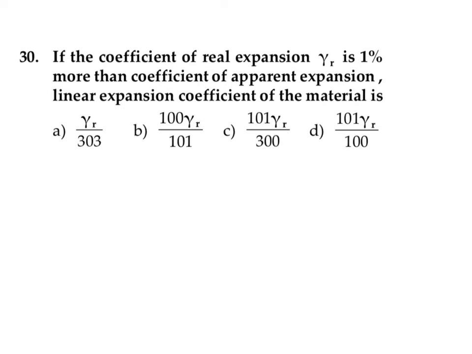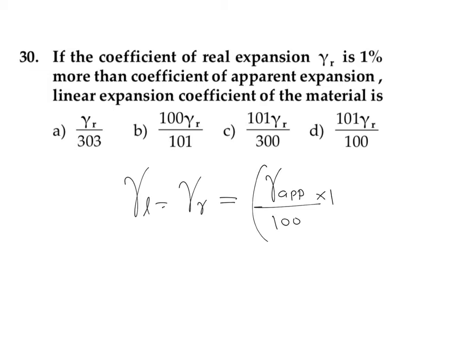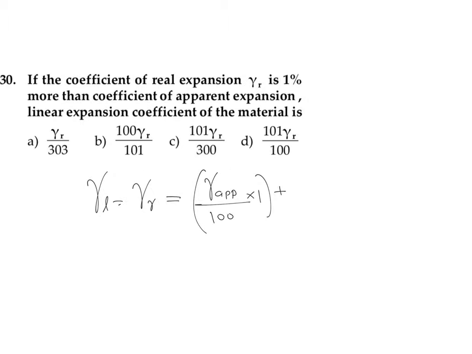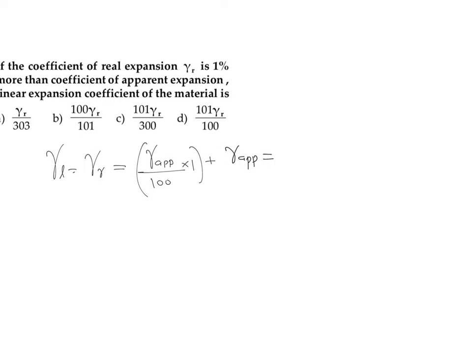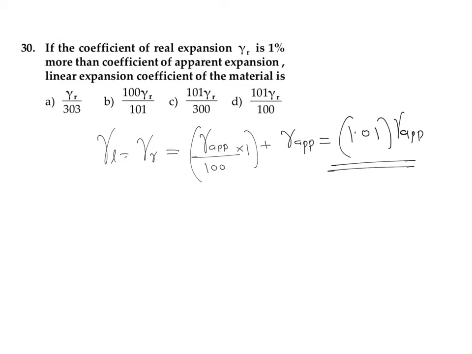In this question, it is given that the coefficient of real expansion is gamma r, that means the gamma of liquid, the coefficient of expansion of liquid is given as nothing but gamma r, and that is 1% more than the coefficient of apparent expansion. So we can write 1% of gamma apparent, divided by 100 into 1. So this is 1% more than gamma apparent. That means gamma apparent plus 1% of it. So we can write this as equal to 1.01 into gamma apparent. So that is the value of gamma of liquid, or the gamma r real expansion.